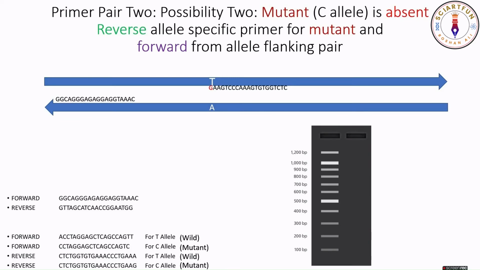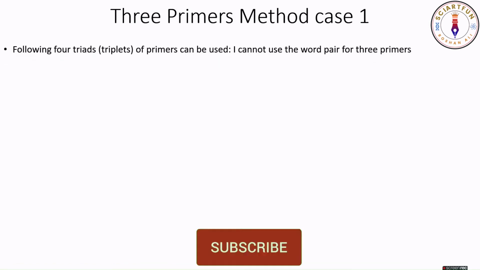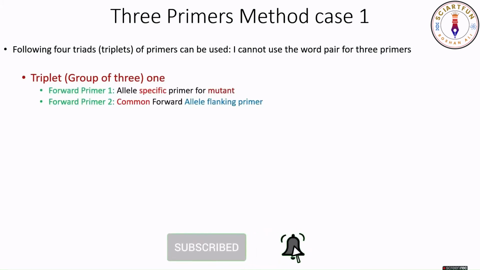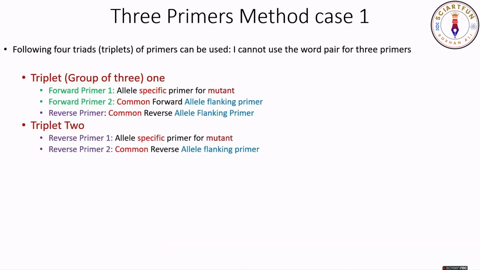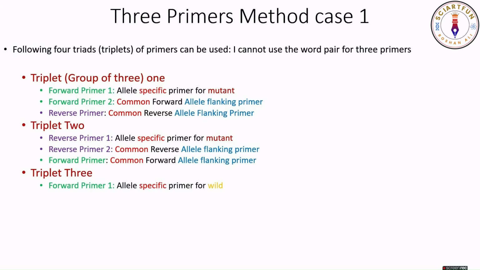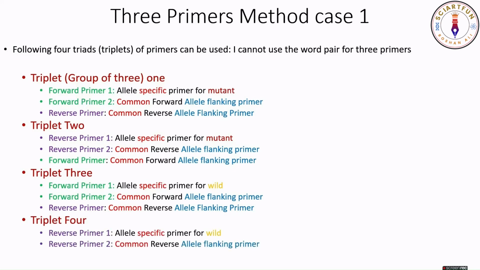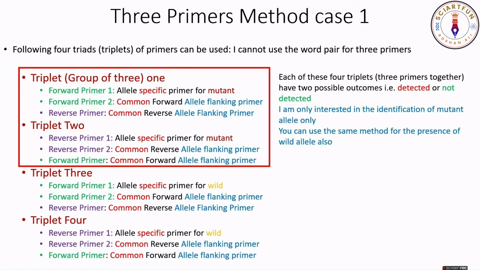Now let's come to the 3 primers method. This is case 1. The details is already explained in the beginning of the video. You can use any group of the 3 primers. Again, I am only interested in the mutant allele. Therefore, I will use the first 2 groups of primers.